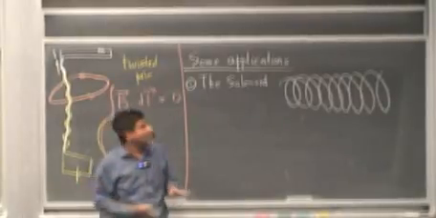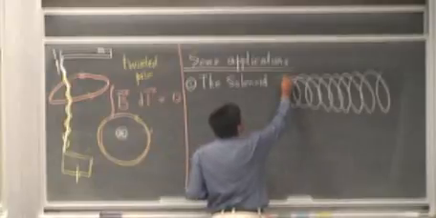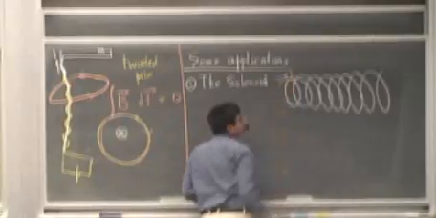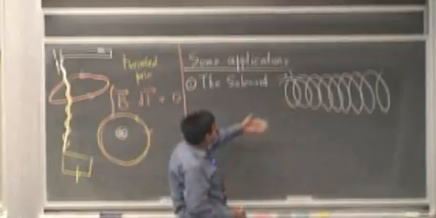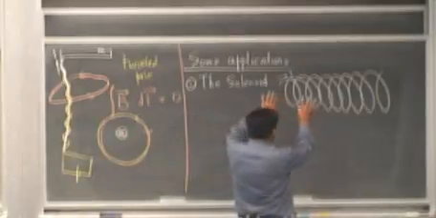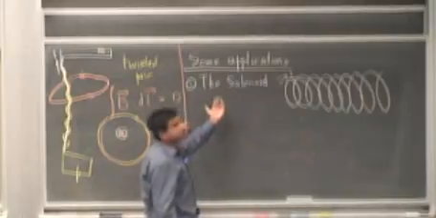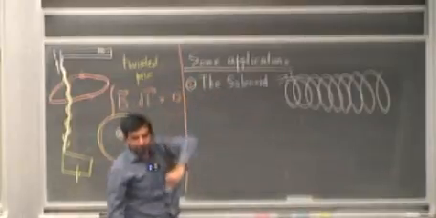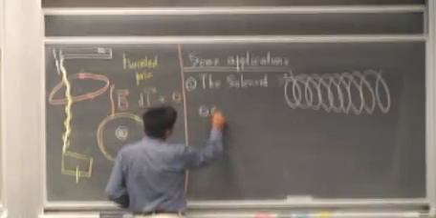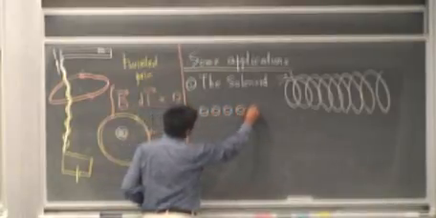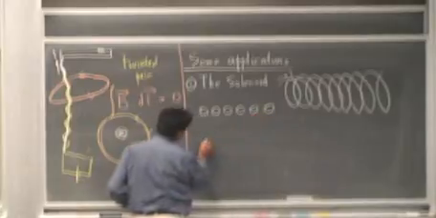Let's see how. Now current is flowing in the solenoid in a particular direction. If I look at the current carrying conductors from the front, at the top the current may be coming out, and at the bottom it may be going in. Okay? So I can draw a diagram like this. These are cross sections of the wire.